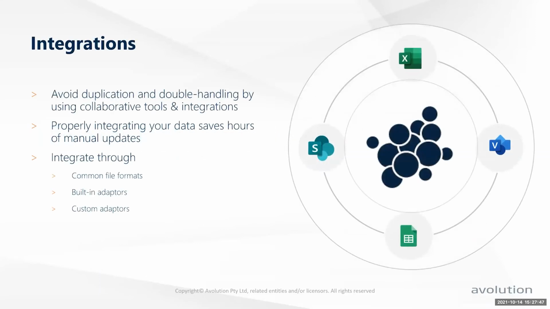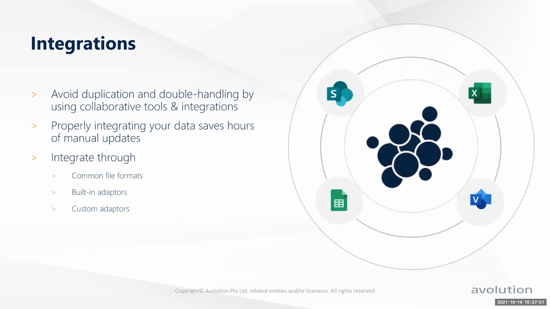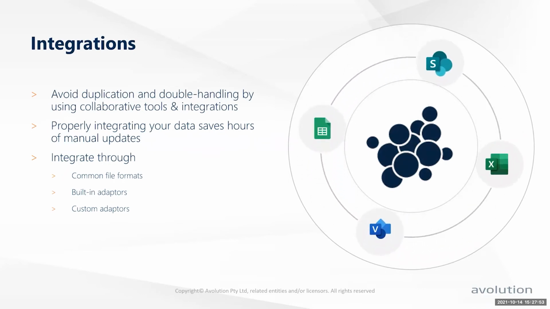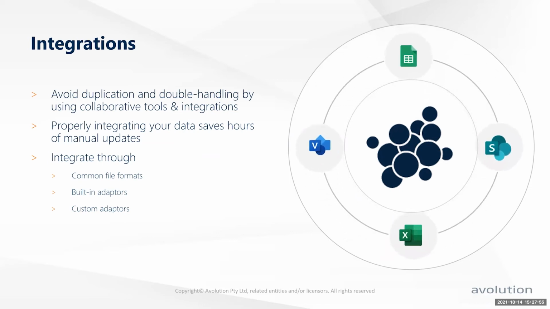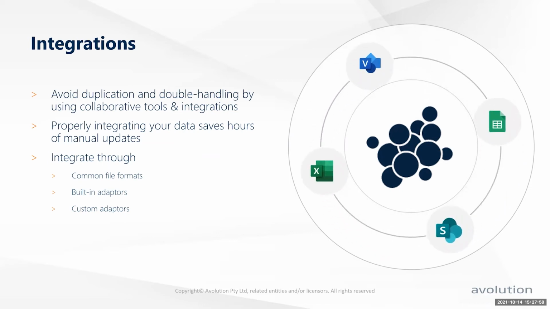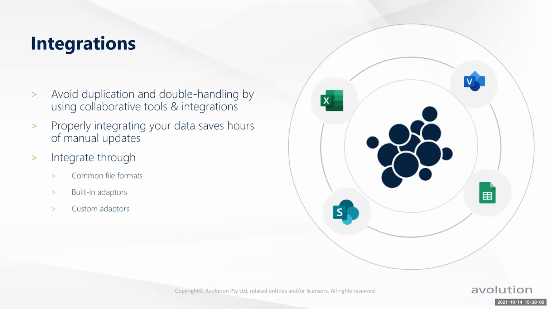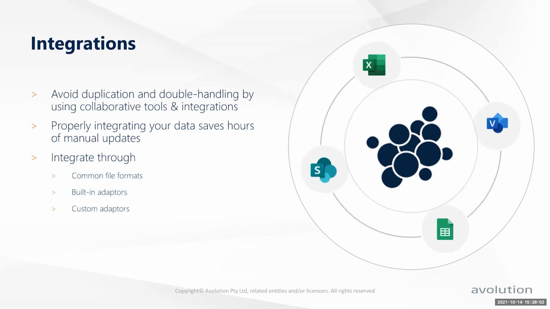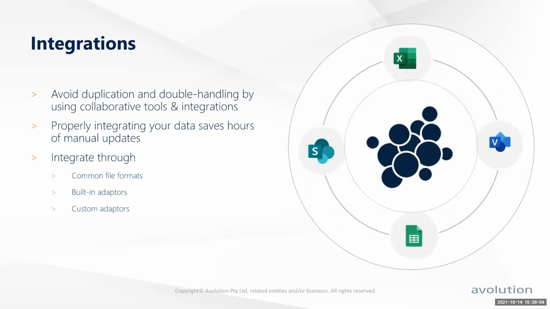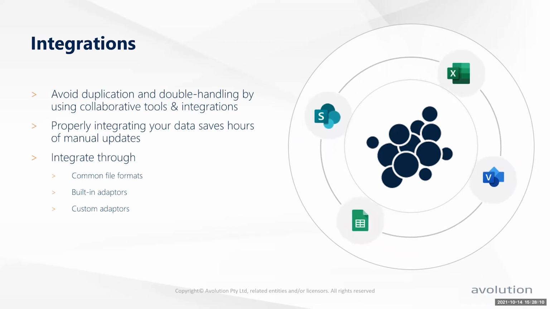So why do we integrate? Abacus is often used as a single source of truth repository, pulling in data from various external sources into Abacus. And we want to keep this data refreshed and as up to date as possible so that it can be relied upon. We want to avoid duplication and double handling of data, and we want to save ourselves time on manual updates. And we have a few options for how to integrate.